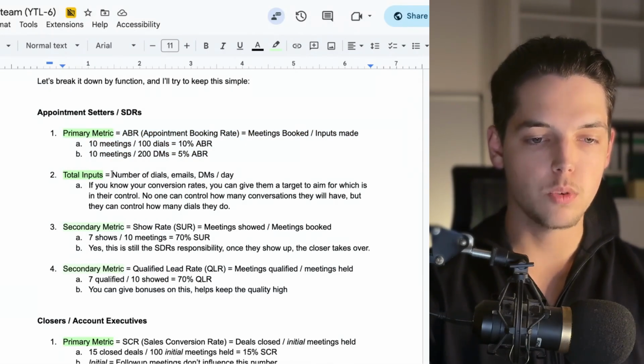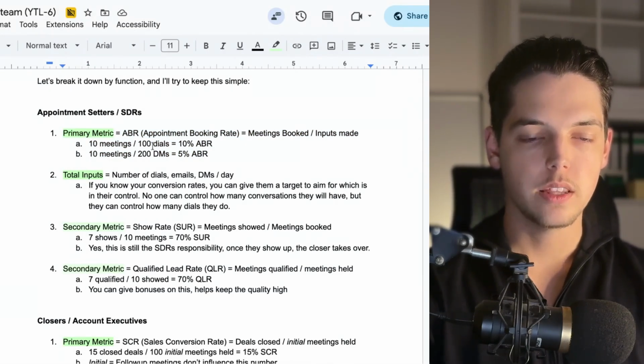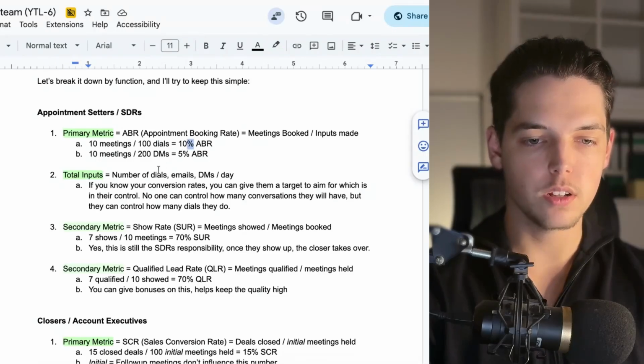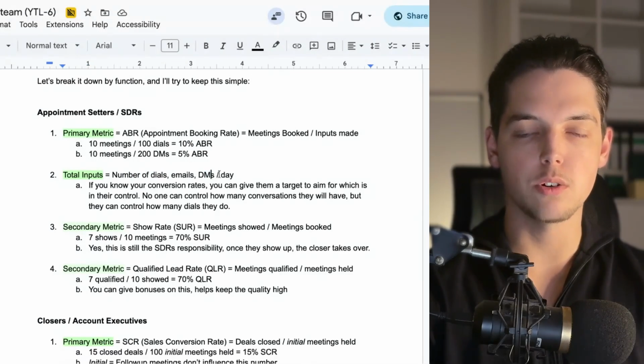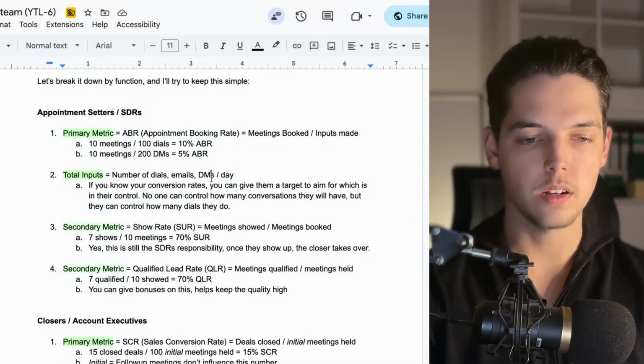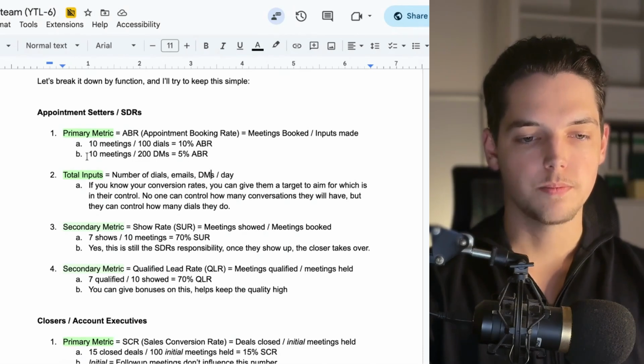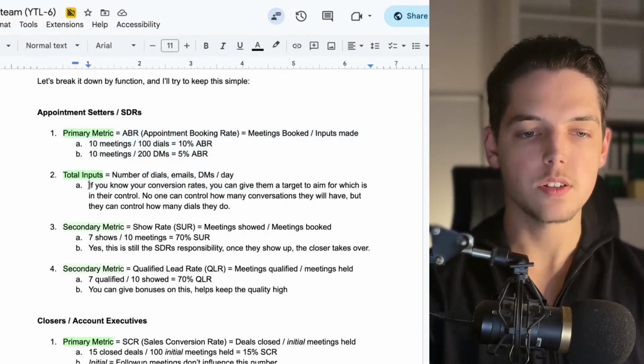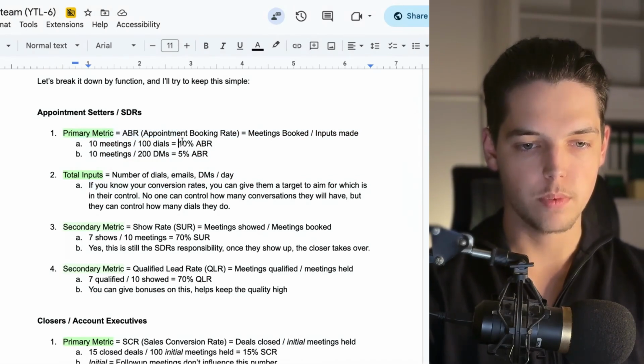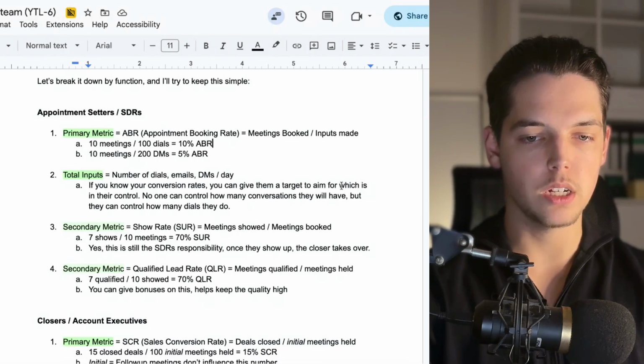And then the second one is the total inputs they do. Now, this is not really a percentage metric. It's just a number. And it's the number of dials, emails, DMs they send per day or per week or per month, right? I track it per day. And the reason I combine these two is, if you know your conversion rates, so this, right? If you know they have a 10% ABR, you can give them a target to aim for every day, which is now in their control.